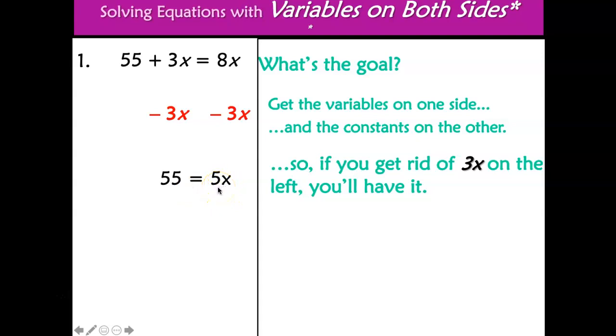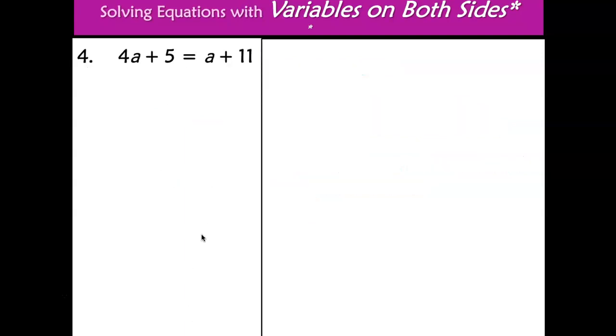So divide both sides by 5 so that you will end up with 55 divided by 5, which will give you 11. And on this side, 5x divided by 5 will give you 1x, and you do not have to write the number 1 for the coefficient 1. Okay, so that's our first example. Let's go to the next example.